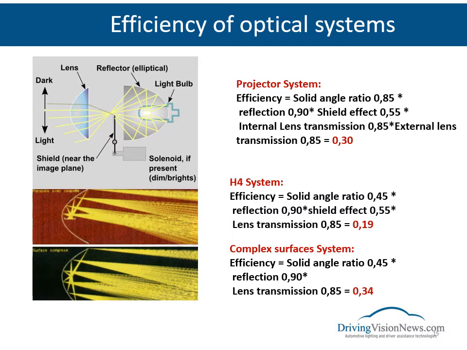mainly depending on the size of a reflector. 0.34 is for a level of dimensions, but this can vary much more than for projector system. But projector system and complex surface system are roughly at a similar level. In every case, much better than H4 system for low beam.